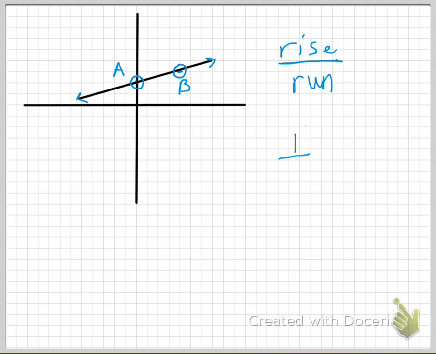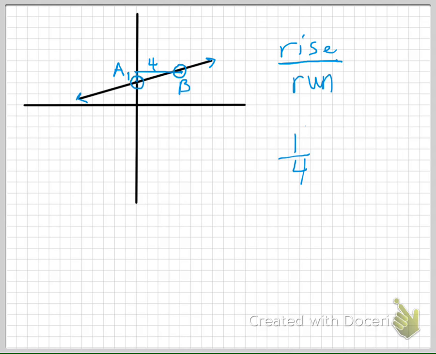Now, how many units do I need to move over? How many do I run to get from A to B? 4. So I can already do 1 through 6 on my board. So, I rise 1, I run 4. So the slope of this line, without having to find the 2 points and subtract the y value minus the y value and the x value.